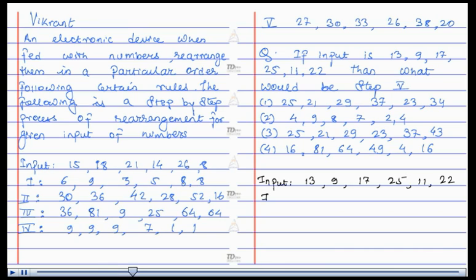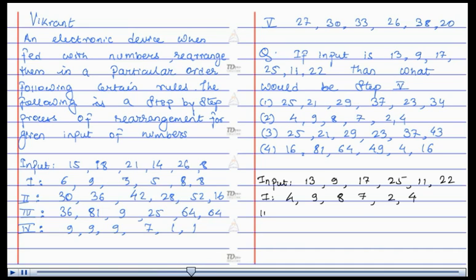Now, step 1: if you observe the given set, we add all the digits of the input, that is 3 plus 1 gives 4, 9 as it is, 7 plus 1 is 8, 5 plus 2 is 7, 1 plus 1 is 2, 2 plus 2 is 4. This will be step 1.